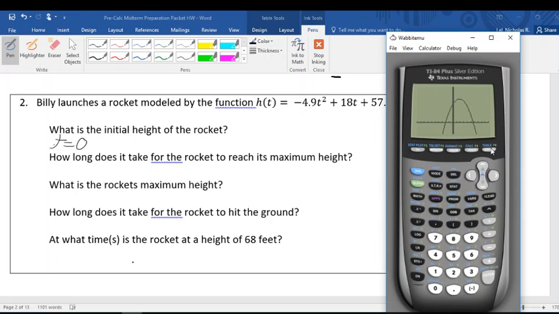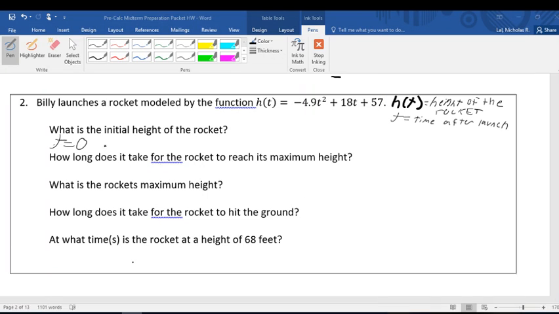All right, so that is the function modeling the rocket. So what's the initial height of the rocket? Let's go to second table and know that when x equals 0, y1 is 57. So when t equals 0, h of t is equal to 57, and that 57 is going to be our answer.